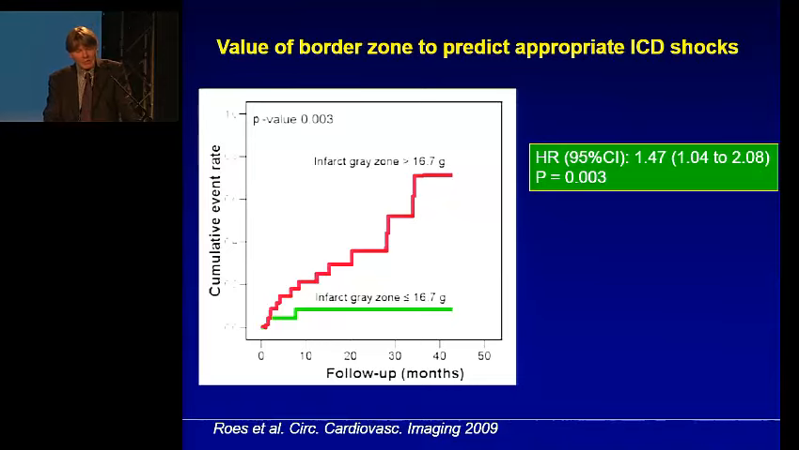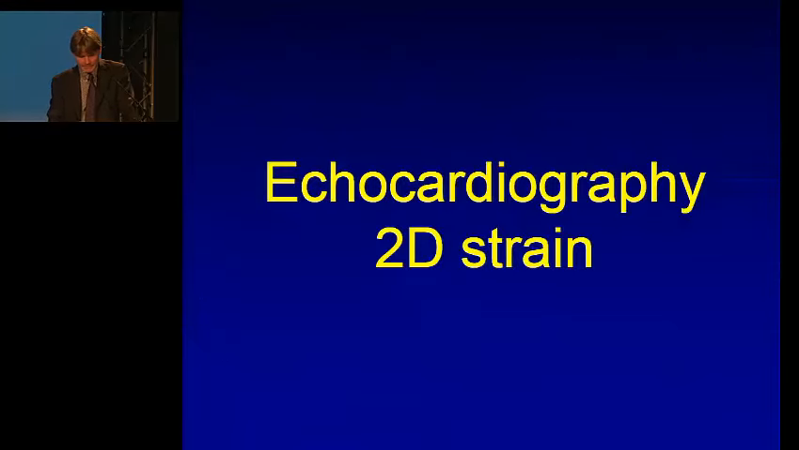If we tease out this border zone and express it purely quantitatively, it's called here infarct gray zone, and because of the median, they've taken a cutoff of 16.7 grams. You see that those with very little border zone have very few shocks, whereas those with a lot of border zone have a lot of shocks.